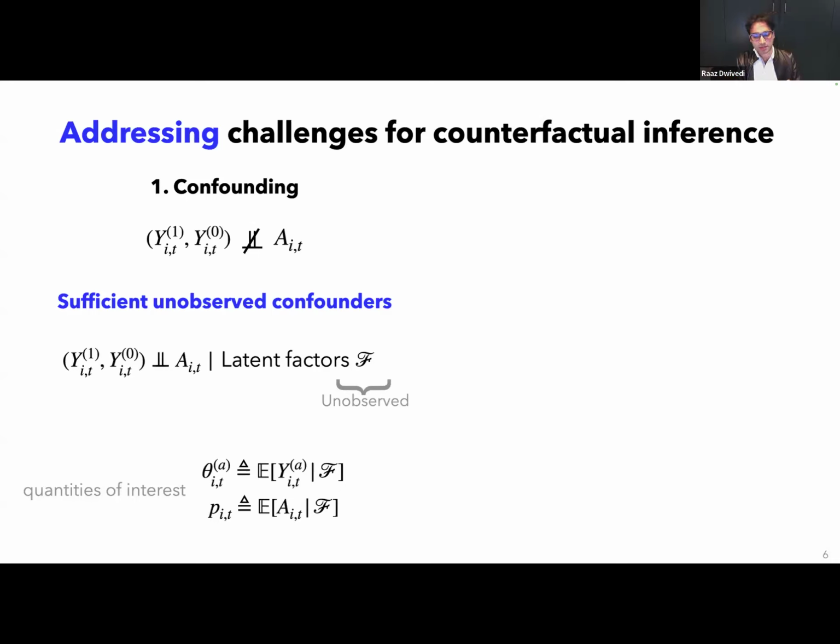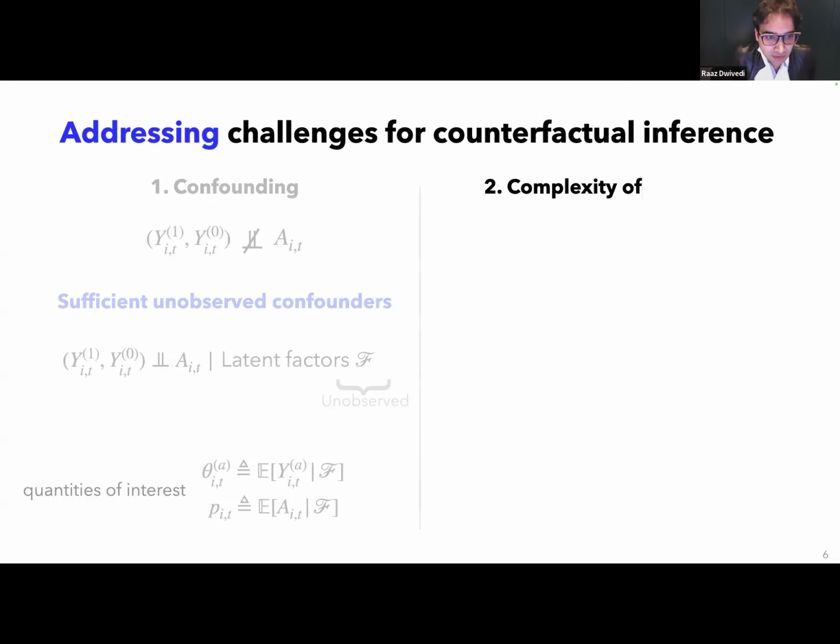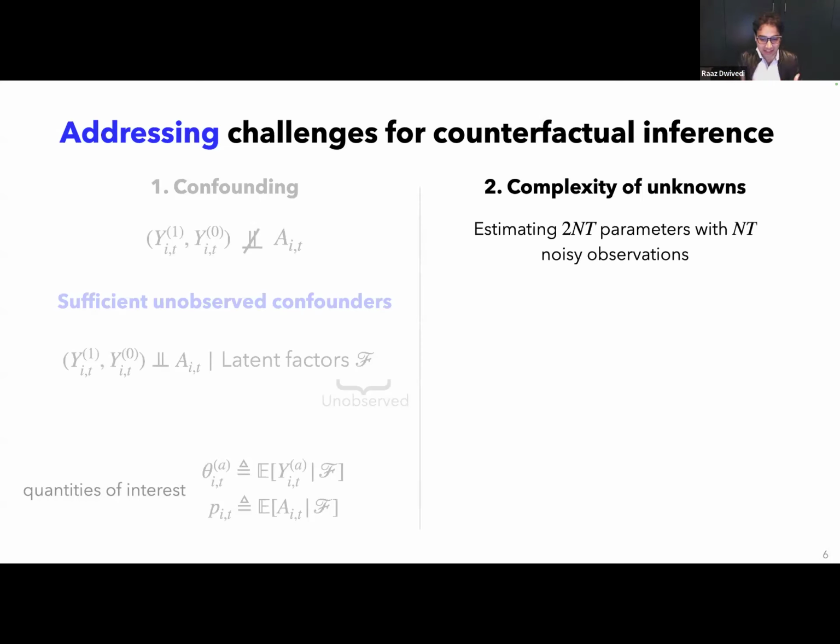And this object pi_it would be useful. We'll think of it as the mean propensity, the mean probability of giving treatment one, conditioned on latent factors. So like in observed confounding, you have to also control for some kind of complexity of these parameters or the function class you're estimating. So here, if you don't put any structure, you have too many unknowns. You have 2 times N times T parameters, these theta_it's, and you only have N times T observations. So it's too general a class.